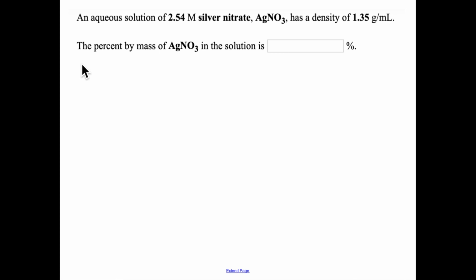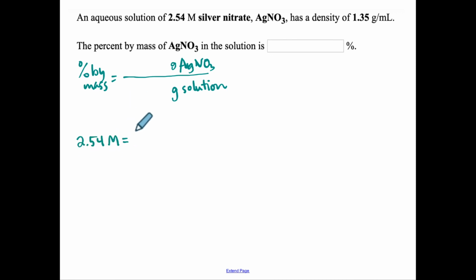Okay, in this problem, we are looking for percent by mass. So we're going to need some number of grams of AgNO3 and some number of grams of solution. What we're given is 2.54 molar silver nitrate. So we want to do something easy here. So we know liters need to be down here and moles need to be up here.